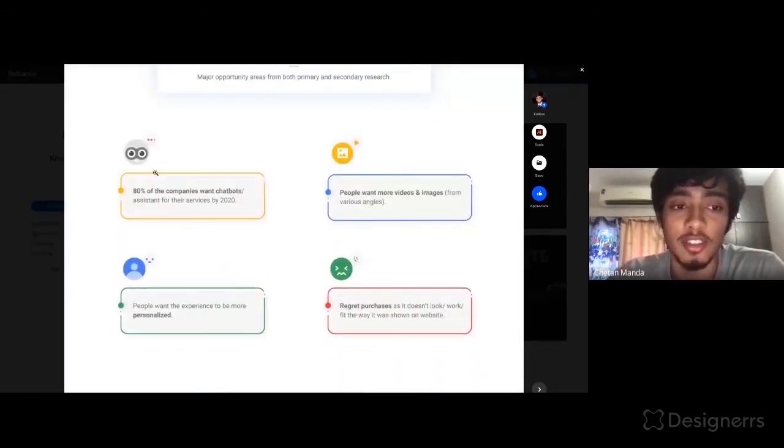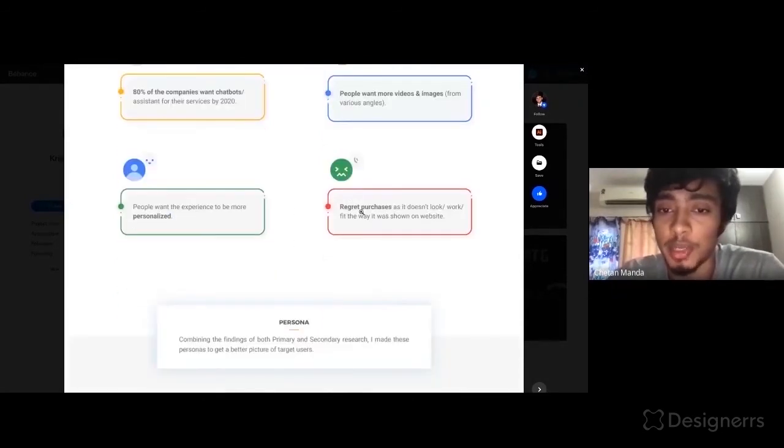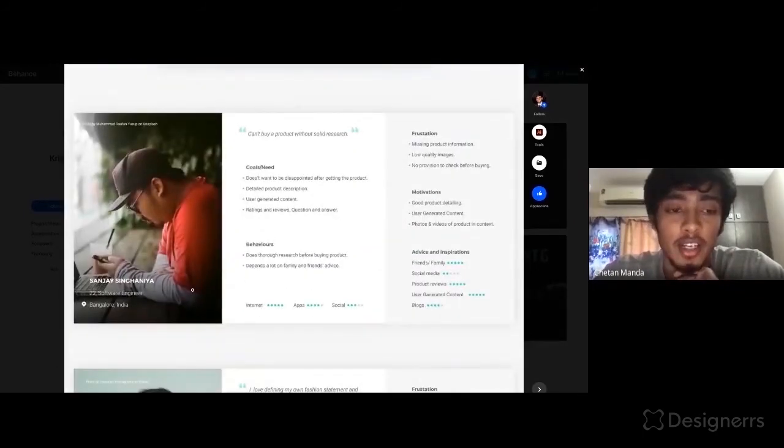Opportunity areas. Again, really good use of graphics. He's put out that chatbots would be important. People want more videos and images. It needs to be personalized. This is a pain point: they regret purchases if it does not look the way it does on the website. He's put out personas, very cleanly.